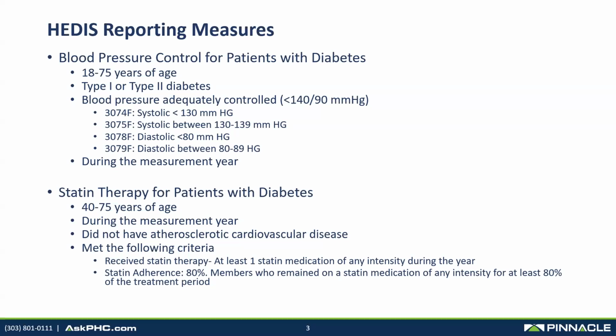They have to meet the following criteria, though. They have to have received at least one statin therapy drug throughout the reporting year, and/or we can report that 80% of the members who maintained on a statin had an intensity of at least 80% of the treatment period, meaning that 80% of the time during the year the patient was properly managed for their statin medication and their adherence was at least 80%.